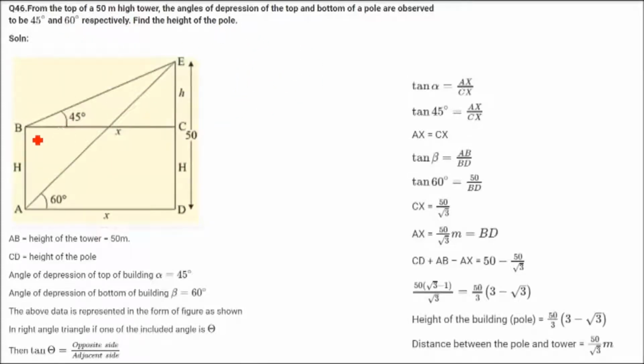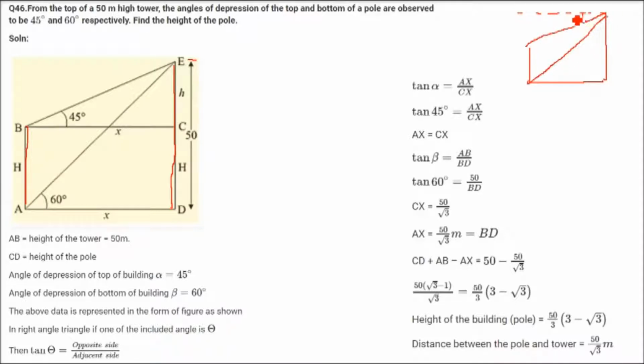From the top of a 50 meter high tower, the angle of depression of the top and bottom of a pole are observed to be 45 degree and 60 degree. Find the height of the pole. So the question here is that there are two vertical objects. First is the tower, which is 50 meter high, and the angle of depression of the top and bottom of a pole. So here is a pole, and if you can draw a parallel here, this one and this one.